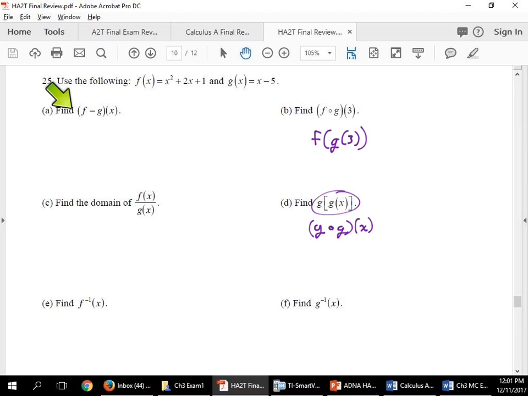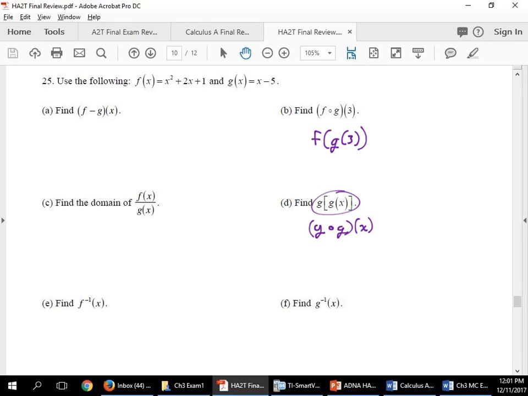Okay, all right. Finding the domain of this, you just got to make sure the denominator does not equal 0. So you take the denominator, set it equal to 0, so you can find what the x's cannot be. This little -1, that means inverse. And so how do you do that? This is what you do.